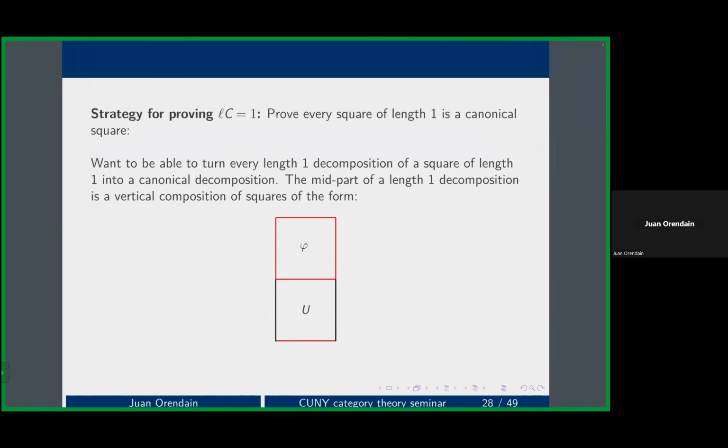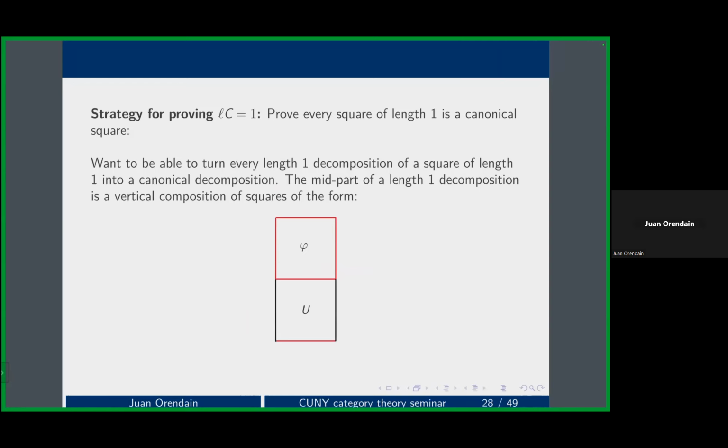All right, so again, we're in the business of proving that a double category is of length 1. So we have a strategy for proving that. We want to prove that every square of length 1 is a canonical square. All right, how do we do that? Well, at least one possibility would be to try to turn every length 1 decomposition of a square of length 1 into a canonical decomposition, right?